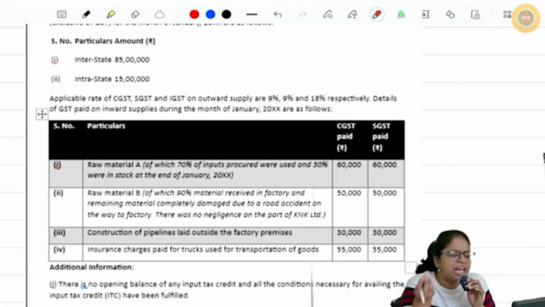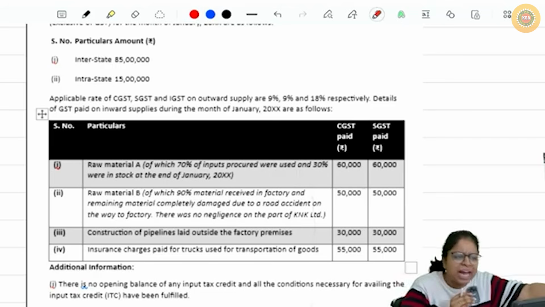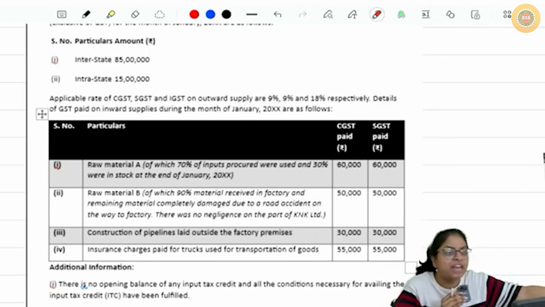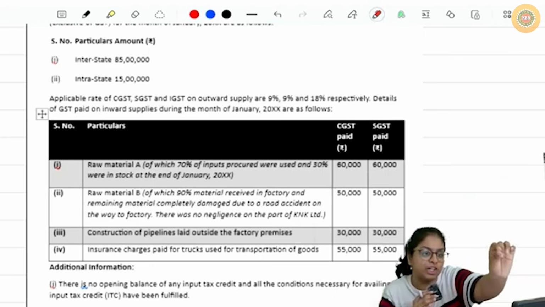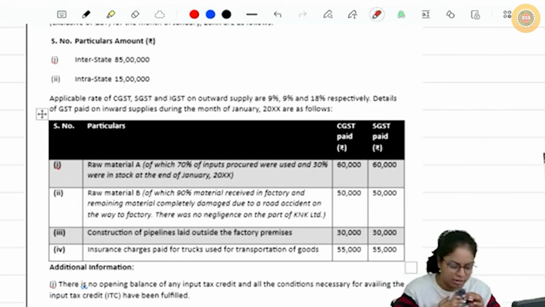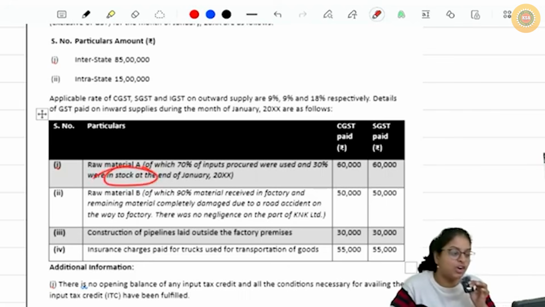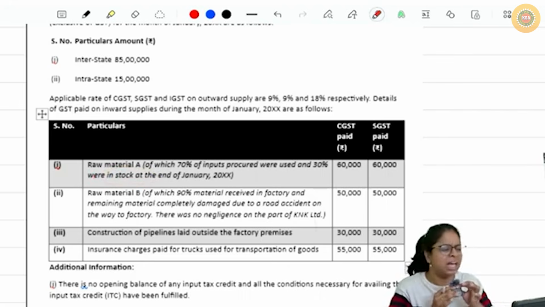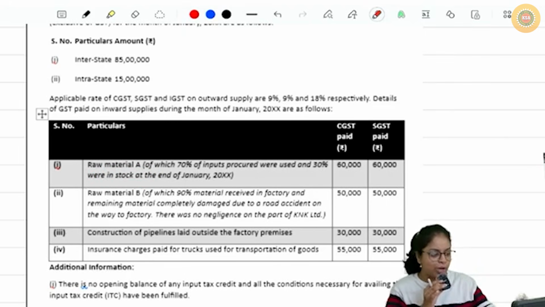Now, does that make any difference for taking ITC? The answer is no. I have purchased it, I have paid GST on that. If that is reflecting on my GSTR 2A, then I can comfortably take my ITC. There will be no problem. Whether I utilized it or not, whether it's lying in stock at the end of the year, that is not a concern at all, right? Moving on to the next point.